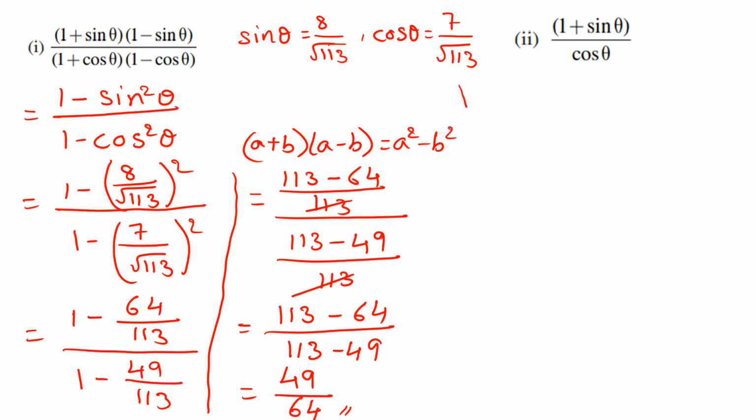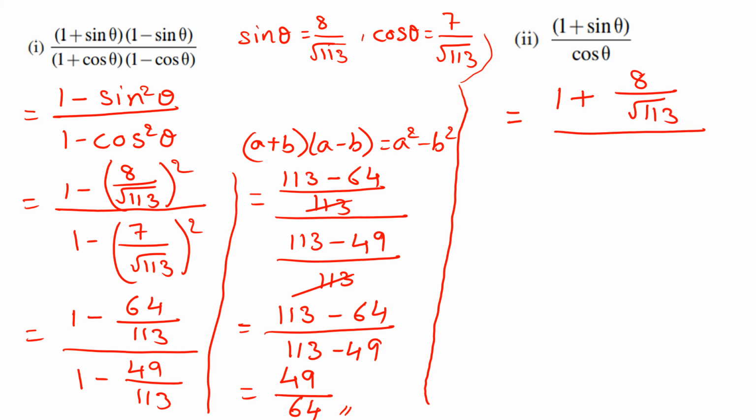Okay, now that is the answer. Now do one more question here. They are given that, right? So that is the second question, (1 plus sin theta) by cos theta. So here also substitute their values. So 1 plus sin theta means 8 by root of 113, and cos theta means 7 by root 113.